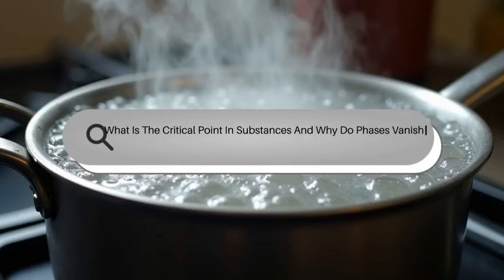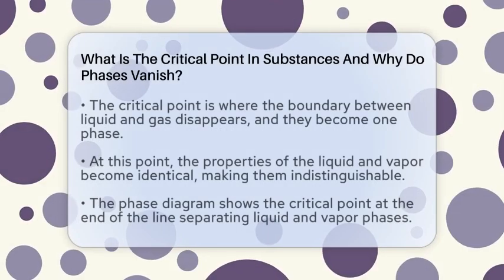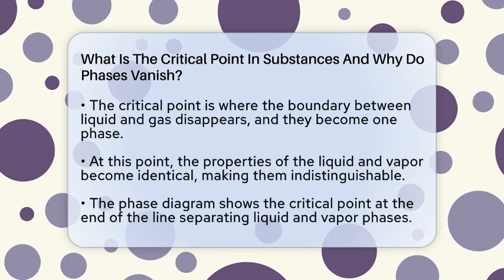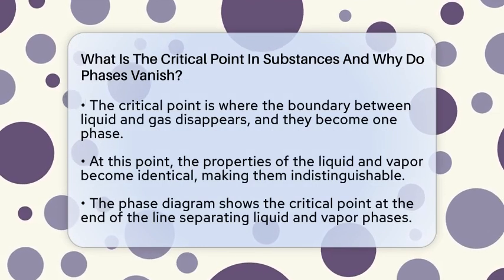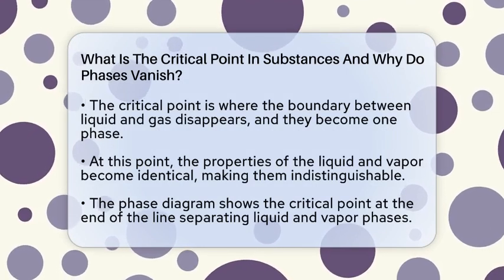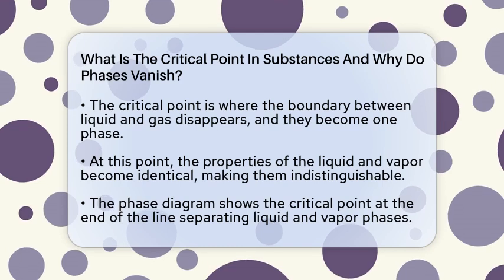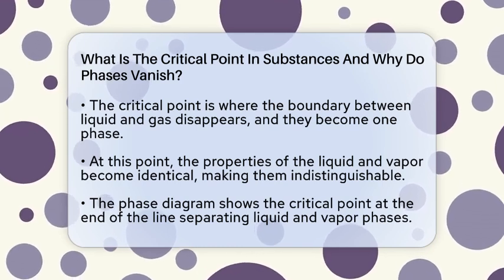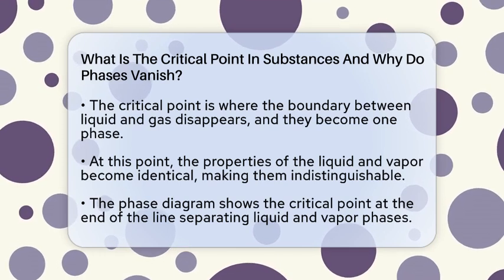What is the critical point in substances, and why do phases vanish? Imagine a moment where the line between a liquid and a gas completely disappears, and they become one. That's what happens at the critical point in a substance. It's a special spot on the phase diagram where the properties of the liquid and vapor become identical.